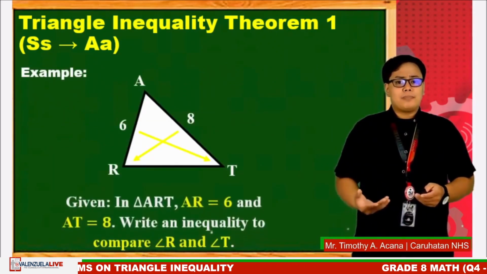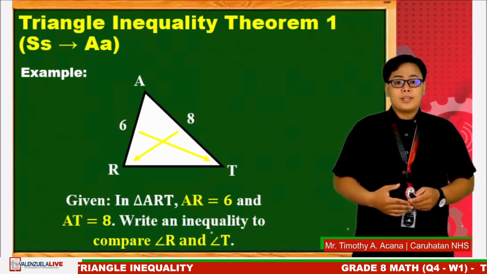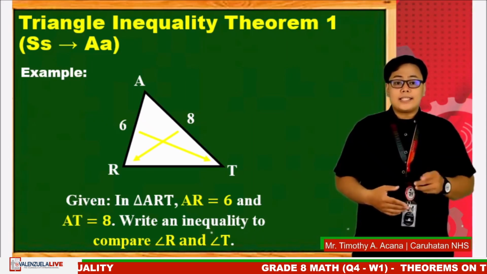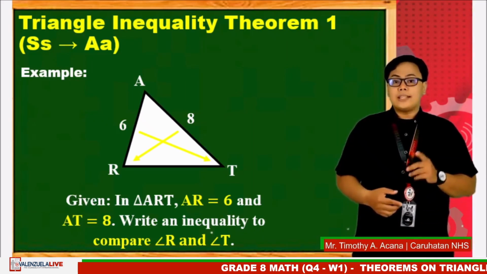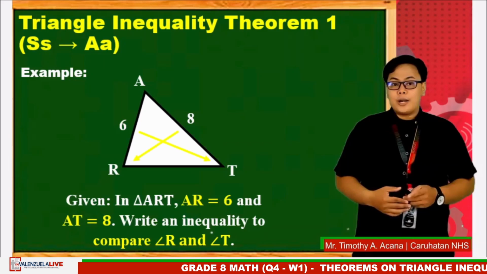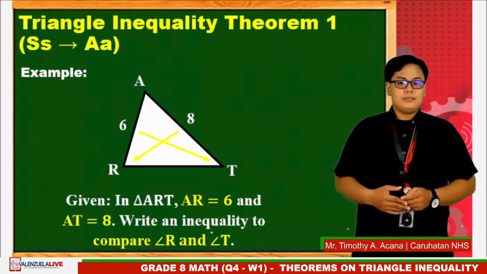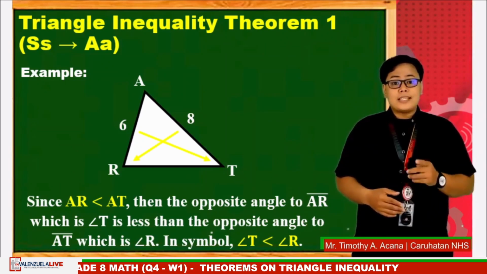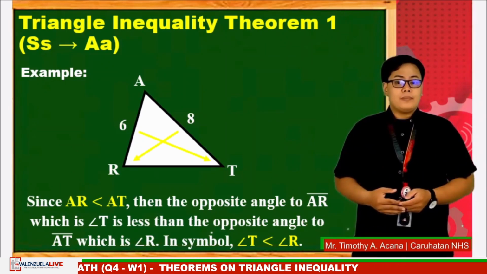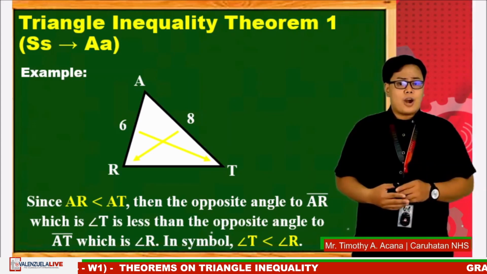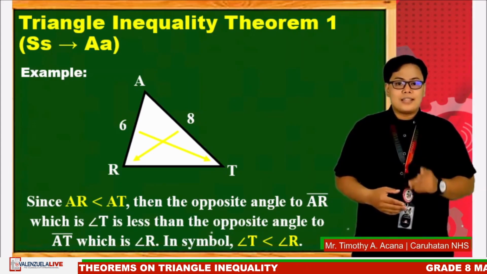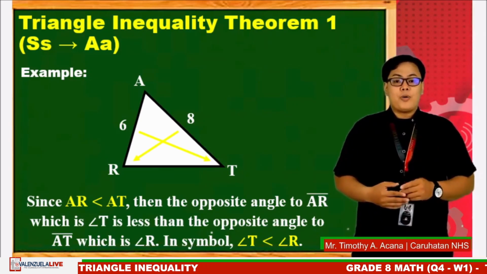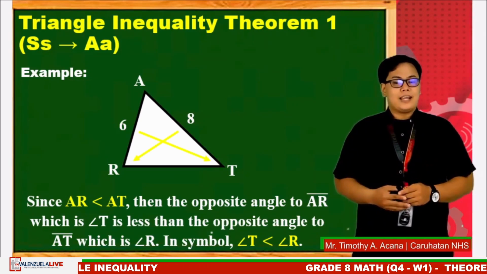Now, given that in triangle ART, side AR is equal to 6, and side AP is equal to 8. Write an inequality to compare angle R and angle P. Since the length of side AR is less than the length of side AP, then the angle opposite side AR, which is angle P, is less than the angle opposite side AP, which is angle R. In symbols, we have angle P is less than angle R.